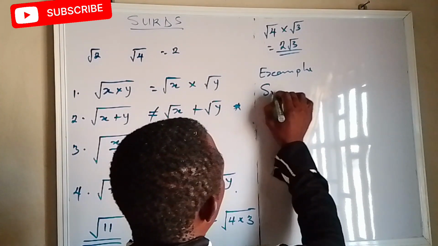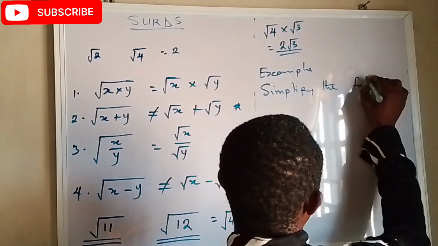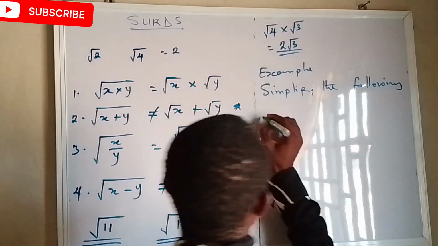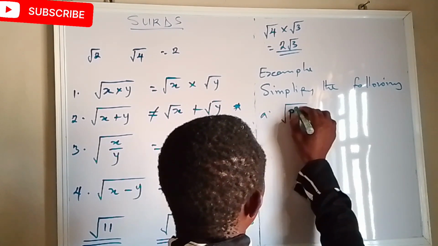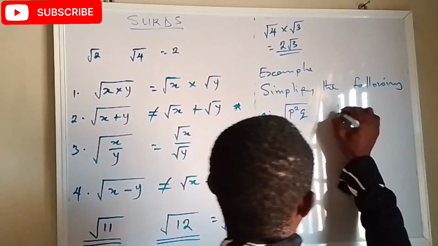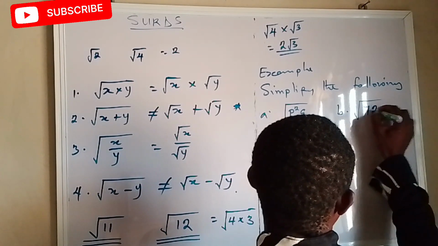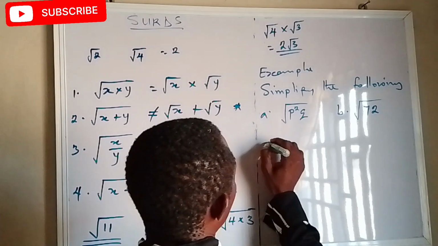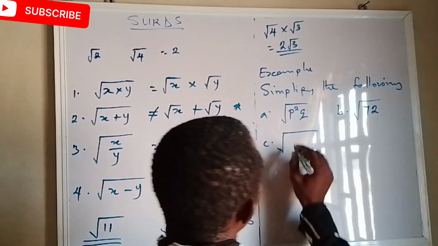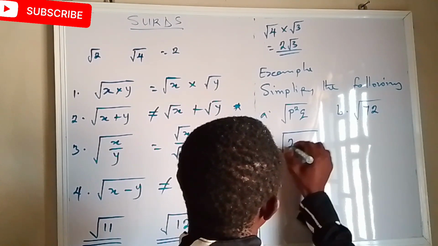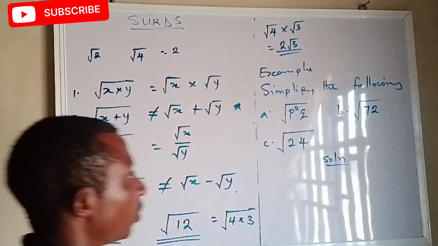Now simplify the following: a, the square root of p squared q; b, the square root of 72; and c, the square root of 24. Okay, so now let's look at these questions.